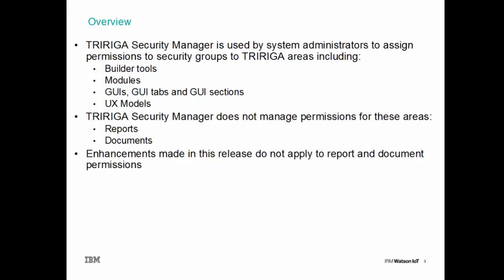So the TRIRIGA Security Manager is where the system administrators assign permissions to security groups. This includes the builder tool permissions, module permissions, GUI permissions, GUI type permissions, GUI section permissions, and UX model permissions. It does not include report permissions or document permissions.